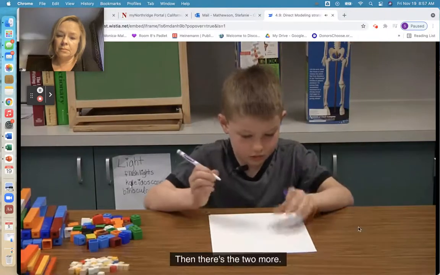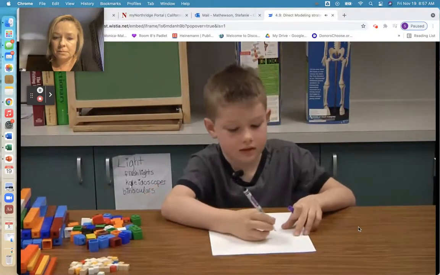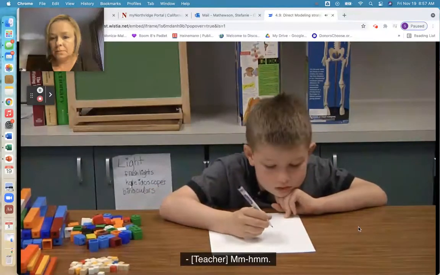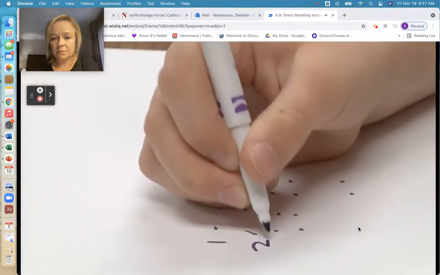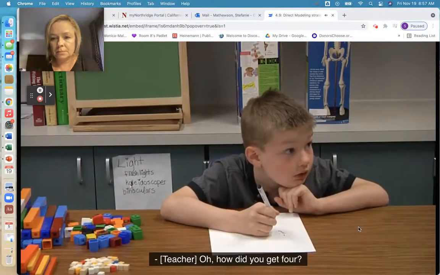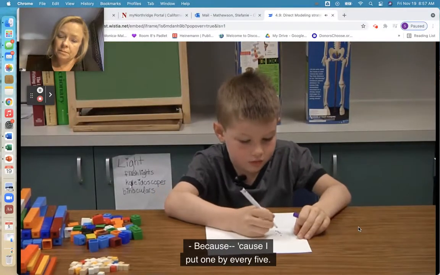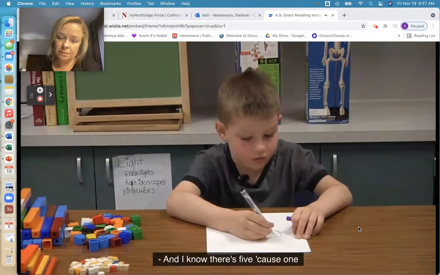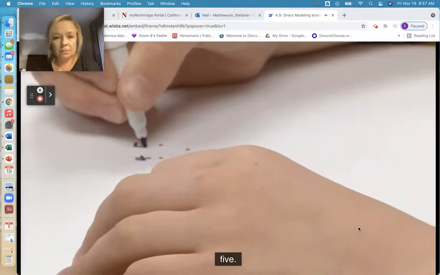Then there's the 2 more. So, let's see. So they all cost 5, right? Mm-hmm. So, 4 books. Oh, how'd you get 4? Because they put 1 by every 5. Uh-huh. And I know there's 5 because 1, 2, 3, 4, 5.